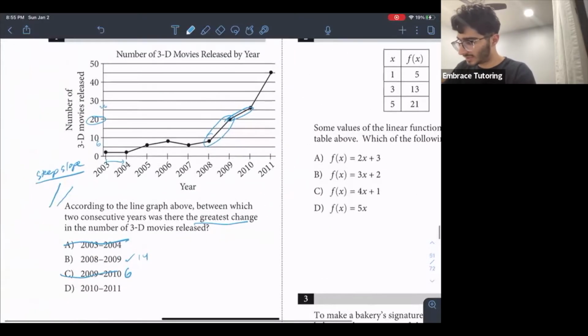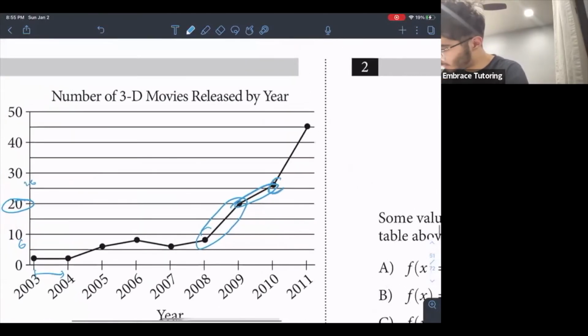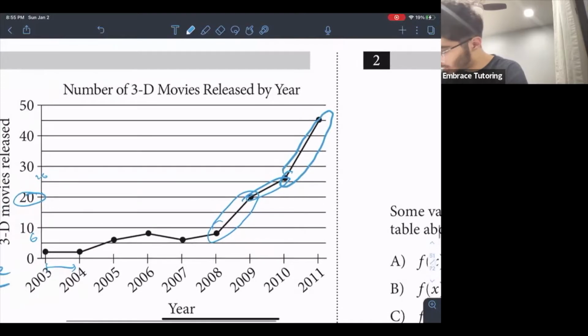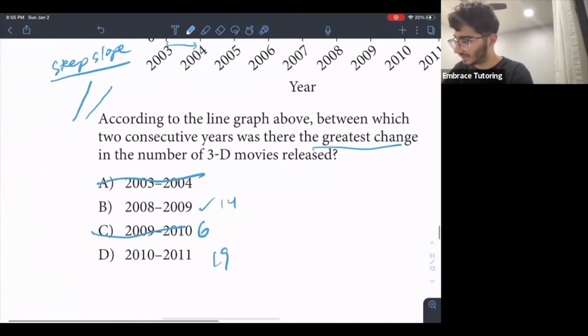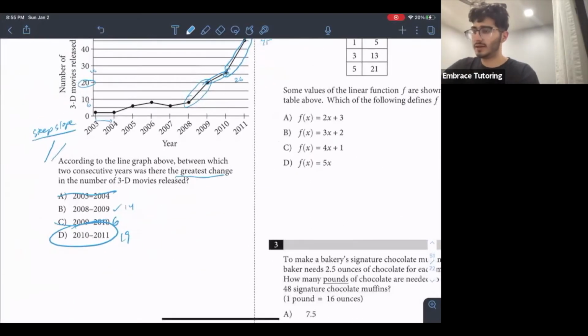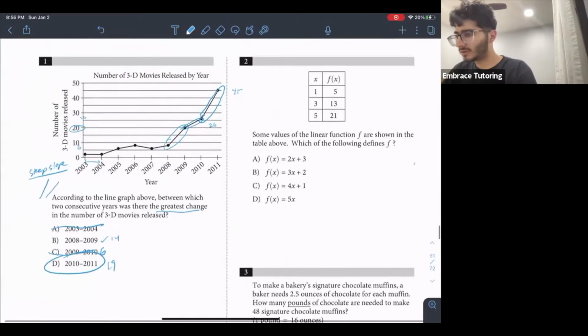And now 2010 to 2011, it would be from right here. It starts at around 26, ends at 45. The difference would be around 19, which would make choice D our correct answer. And so that's how you do the first question. You just basically see where the steepest slope is and see the difference.